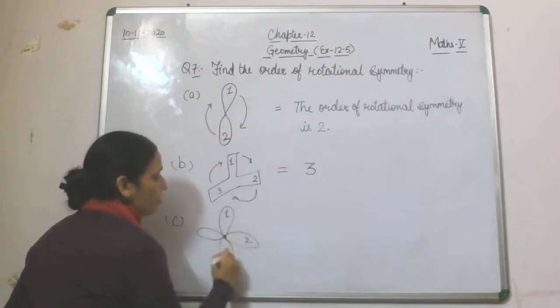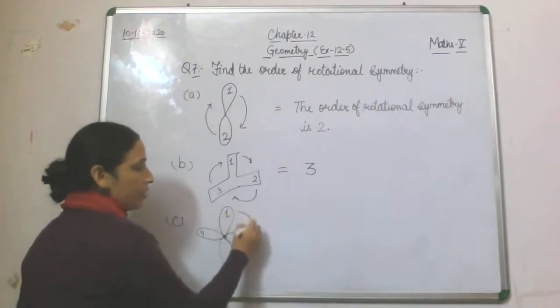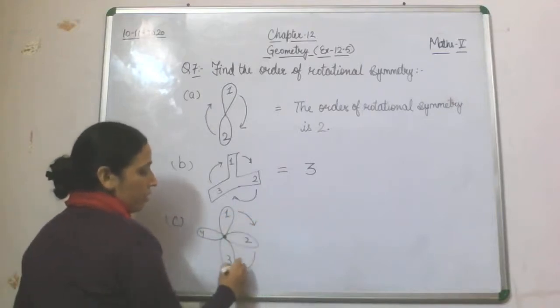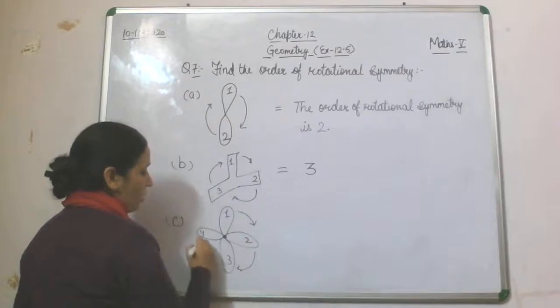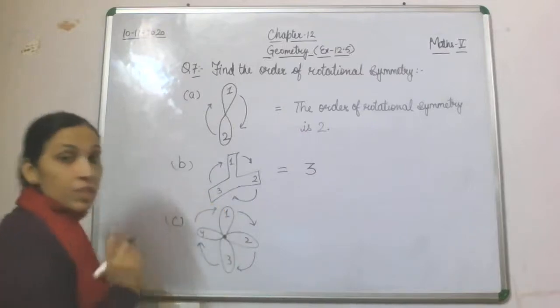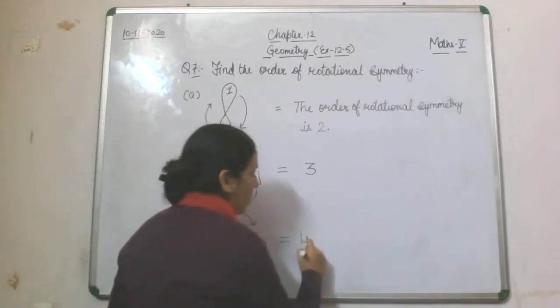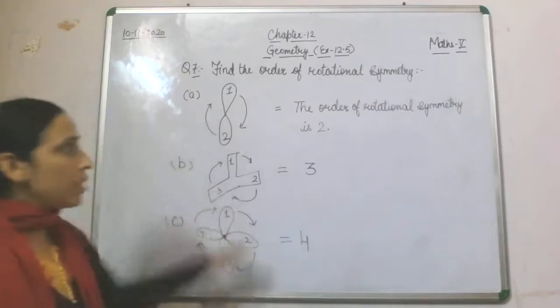One, 2, 3 and 4. How many times are we going to rotate it? 1, then 2, then 3, then 4 to get the original one. So what is the rotational symmetry here? 4. In all the questions you have to write it like this only.